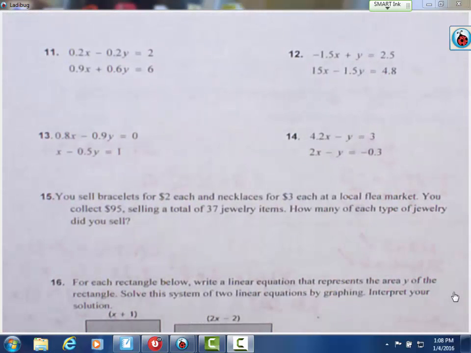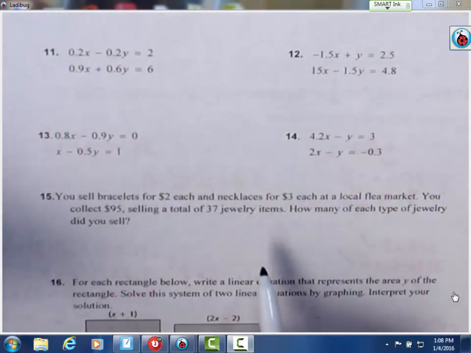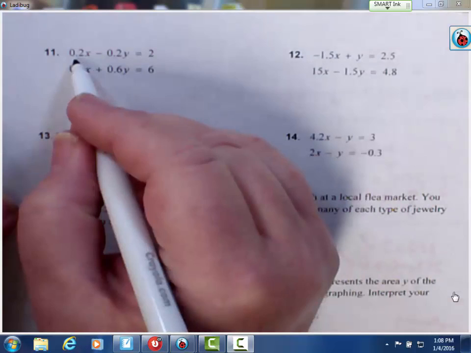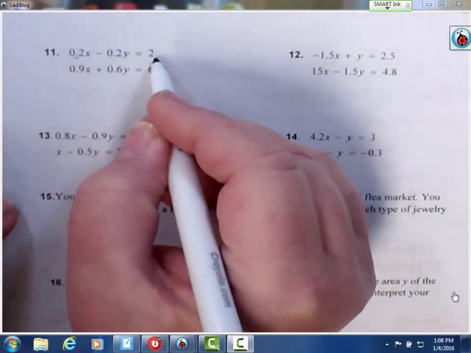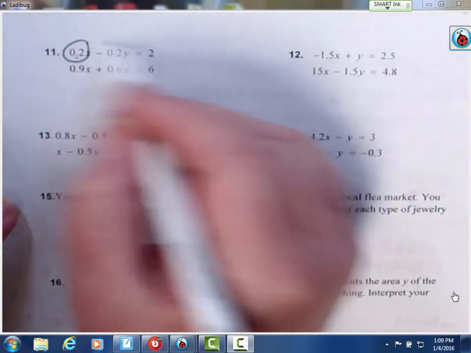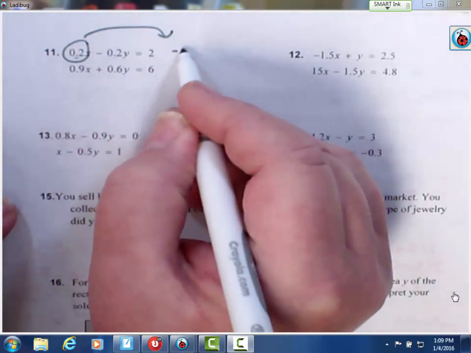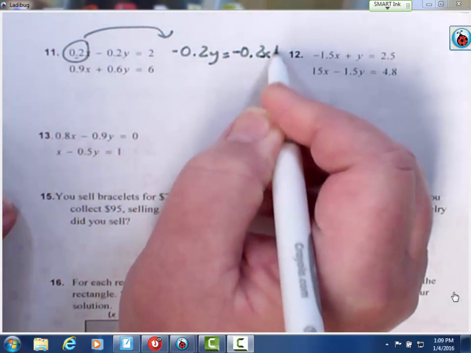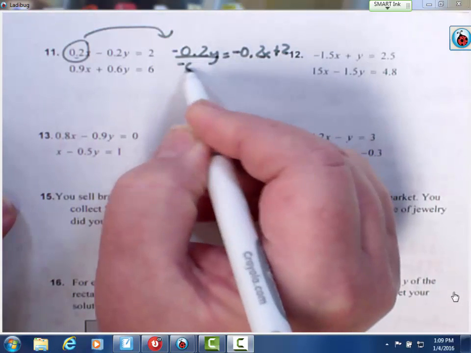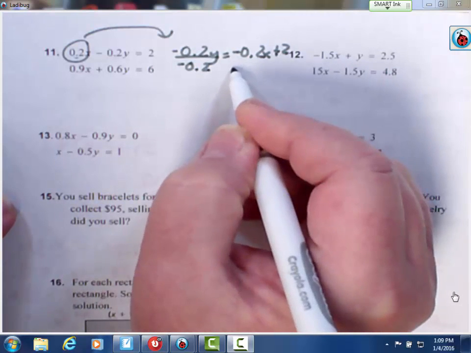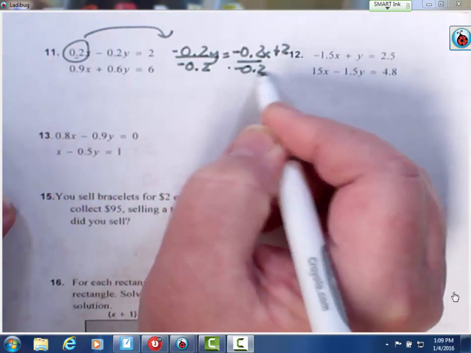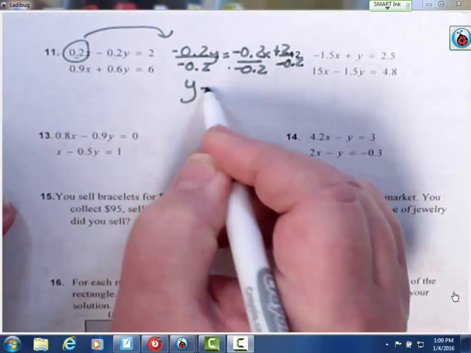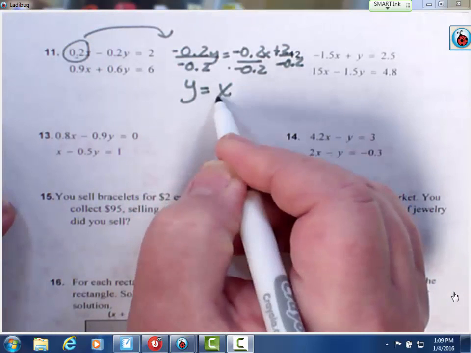But when we use our calculator, we need our equations to be in the y equals format. Okay. So we'll do that first. 0.2x minus 0.2y equals 2. So we're going to move the 0.2x to the other side, and we get negative 0.2y equals negative 0.2x plus 2. We divide everything by negative 0.2. And we get that y equals x.